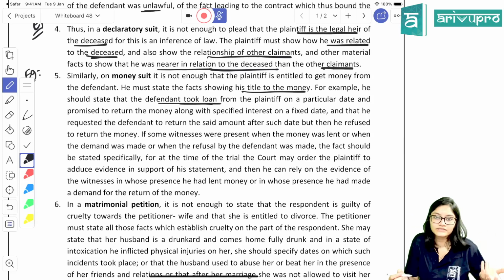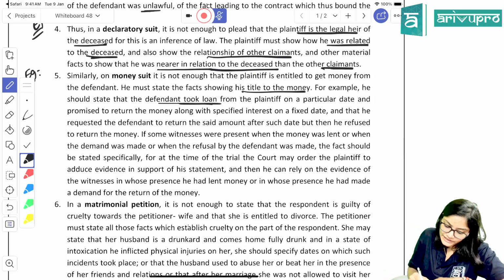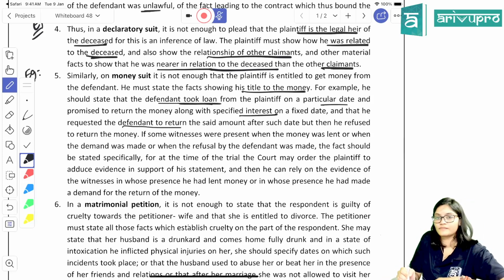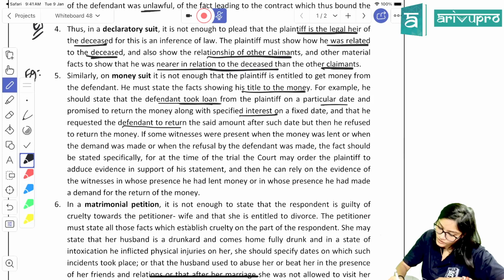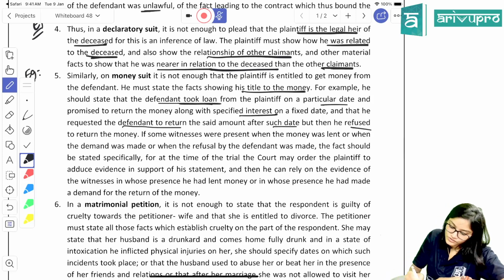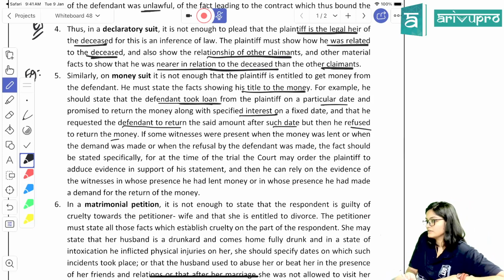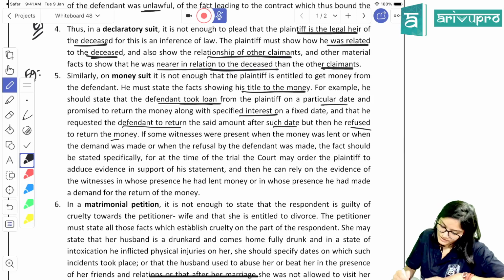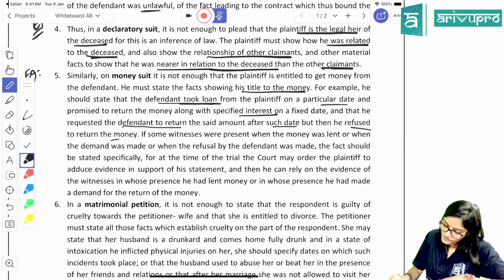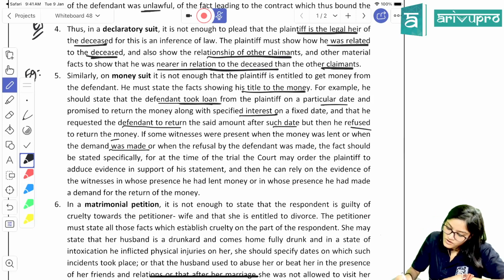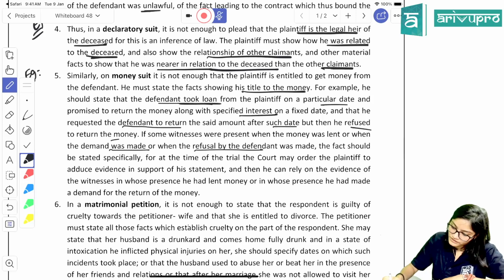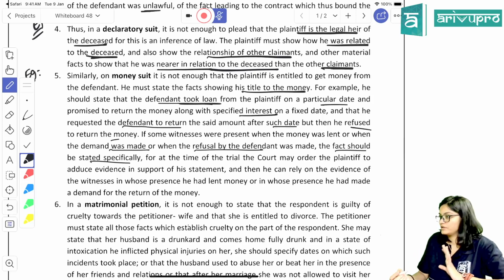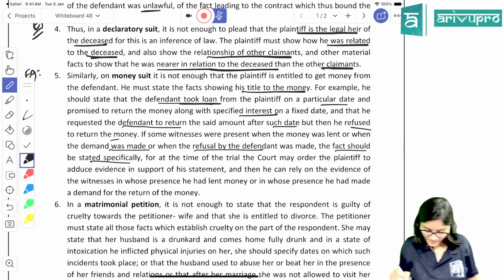Because these are facts. On a particular date he promised to return the money along with the specified interest on a fixed date, and that he requested the defendant to return the said amount after such date, but the defendant refused to return the money, right? So all those things you have to present. If some witnesses were present when the money was lent, or when the demand was made, or when the refusal by the defendant was made, the fact should be stated.